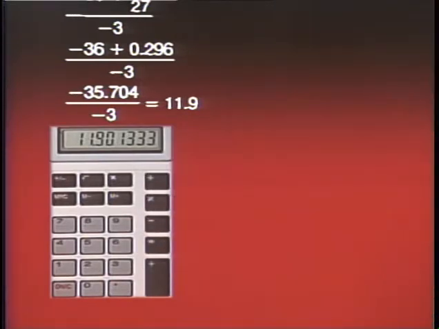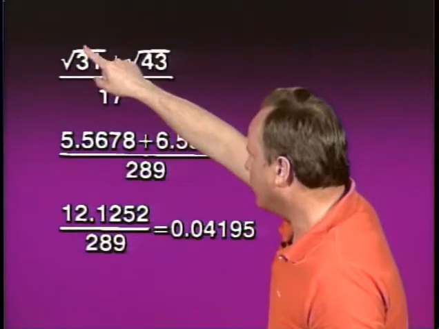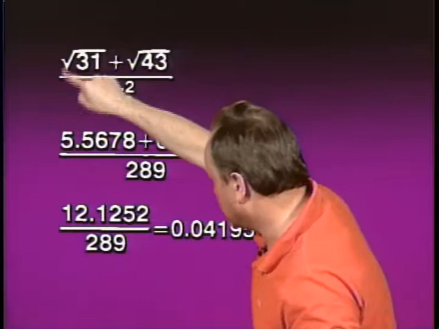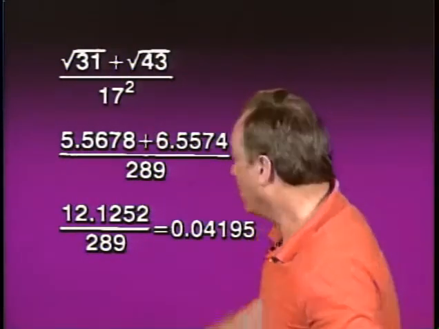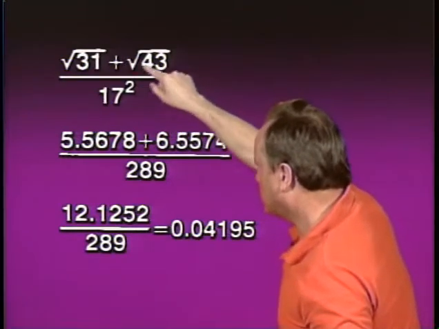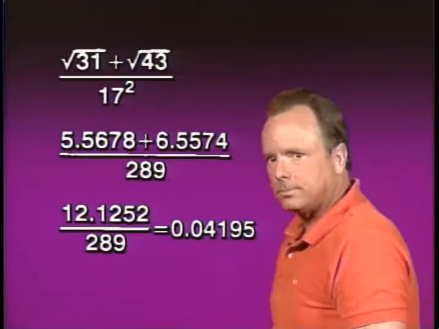All right, let's do another one. This one involves quite a few square roots. And so here we are, the square root. And by the way, notice the difference between the square root symbol, which kind of has a check in the front of it, and a division symbol, which is a straight line here. They're different from each other. Here's the square root of 31 plus the square root of 43, divided by 17 squared.